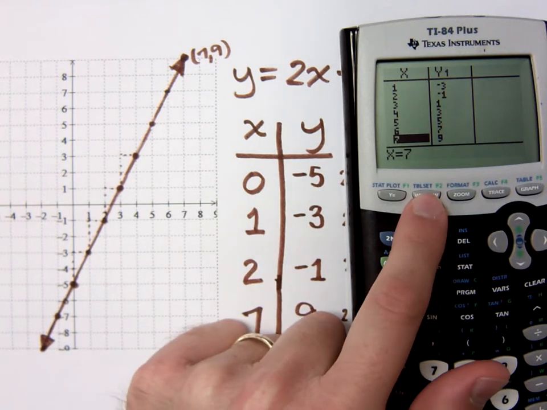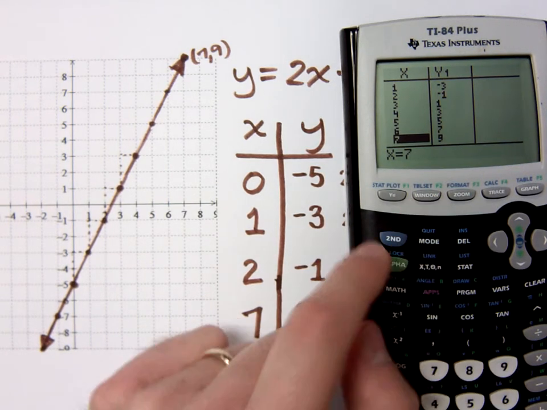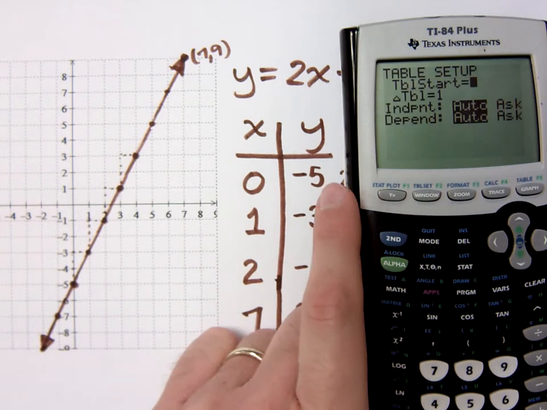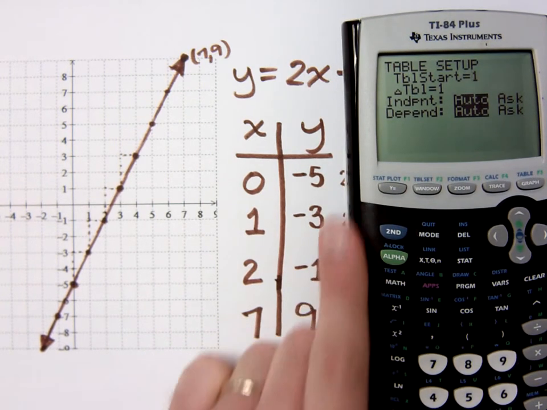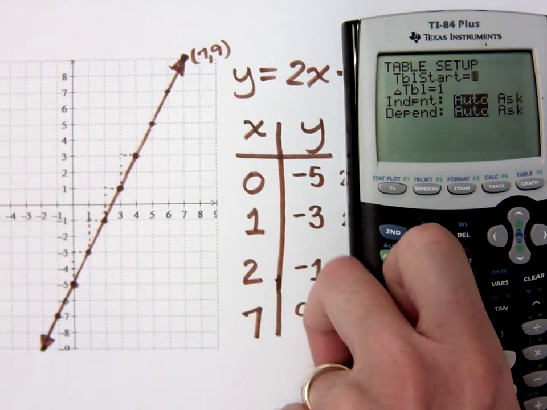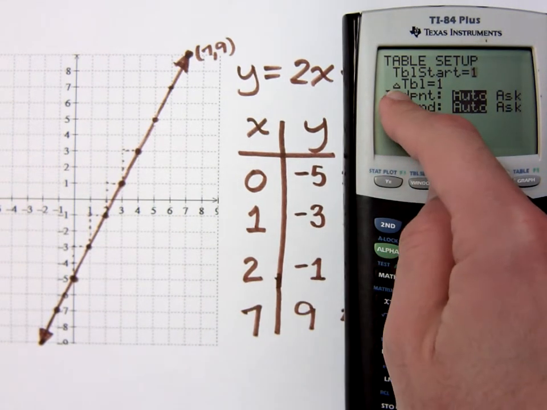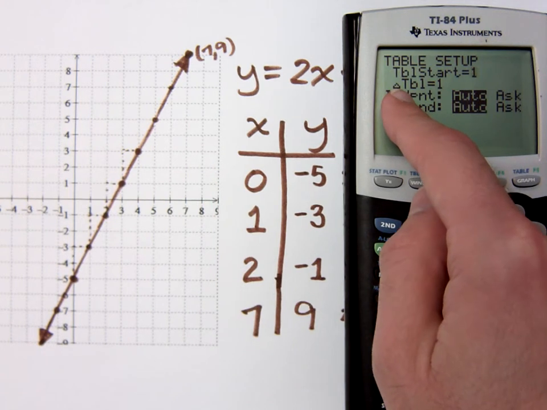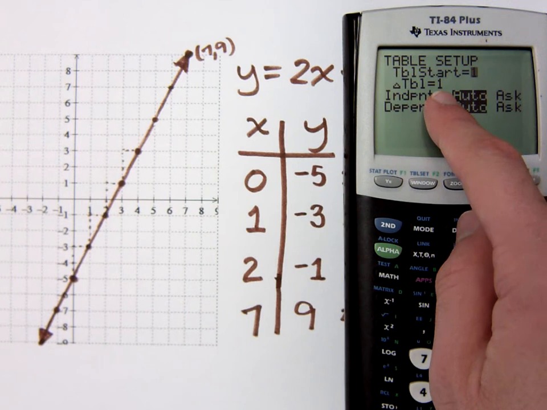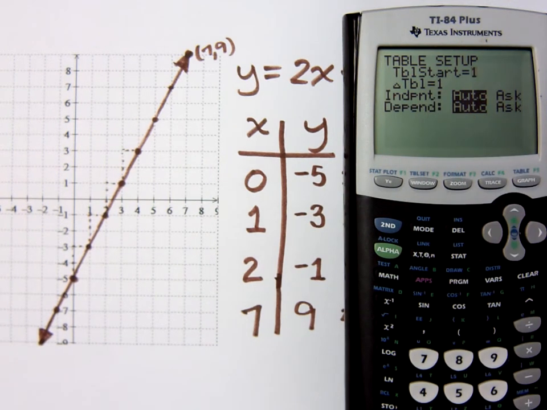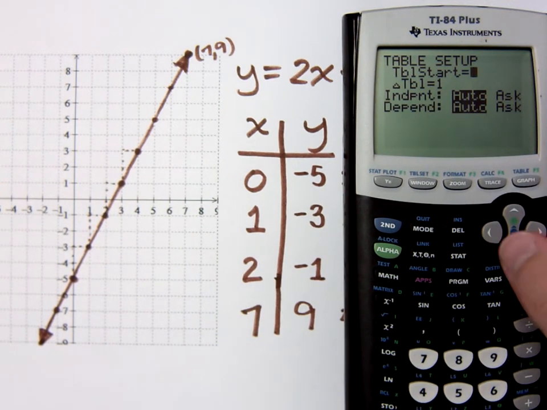Above window, you see something that says table setup, so second window. The table setup basically says, where does your table start? And this triangle in front of the table is the Greek letter delta, which in a math sense means change. So what's the change in your table? 1 unit. You saw that every time you went down for x, it was increasing by 1. Come down here to the independent variable and go to ask and hit enter.